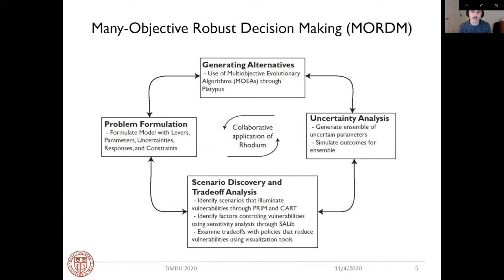But this isn't the final step of MORDM. The framework is really built to be iterative. So after you've conducted your scenario discovery and trade-off analysis, you can revisit your problem formulation and think about what did we learn from our initial problem formulation, our initial analysis, and how can we update this problem formulation to either better reflect preferences or better reflect the true state of the system.